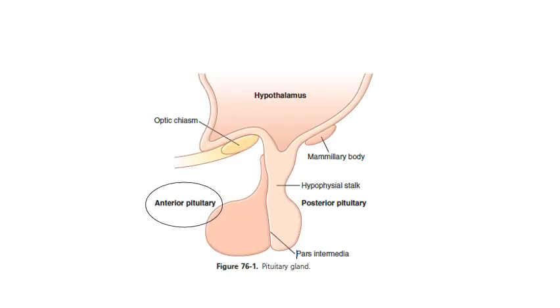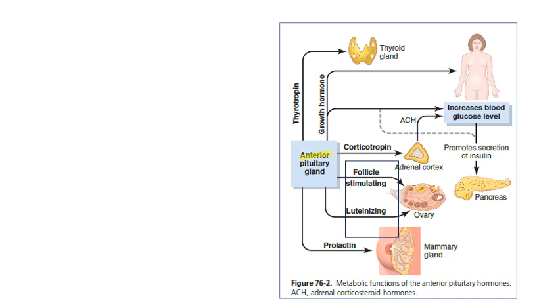Today we are going to discuss the structure of gonadotropin. This is the diagram showing the hypothalamus and the pituitary, both the anterior pituitary and the posterior pituitary. We are basically dealing with the gonadotropins, which are secreted by the anterior pituitary. This is the picture showing the anterior pituitary and the hormones secreted by it.